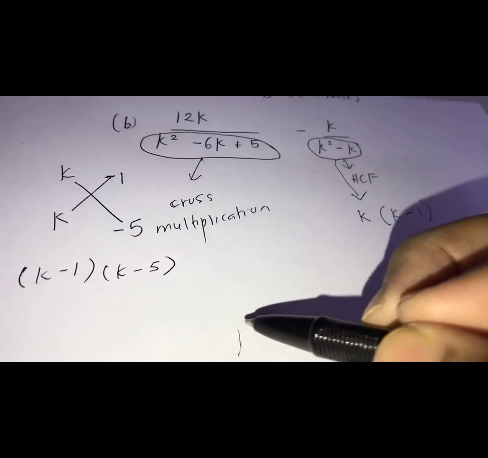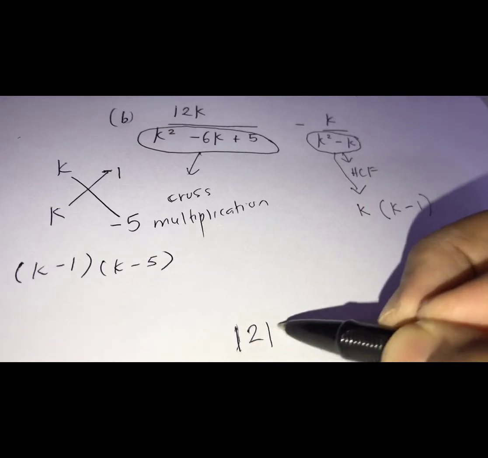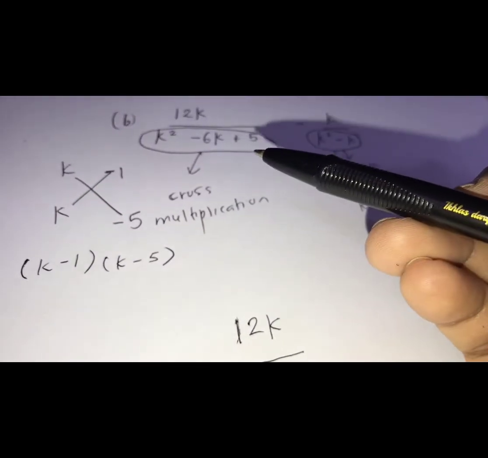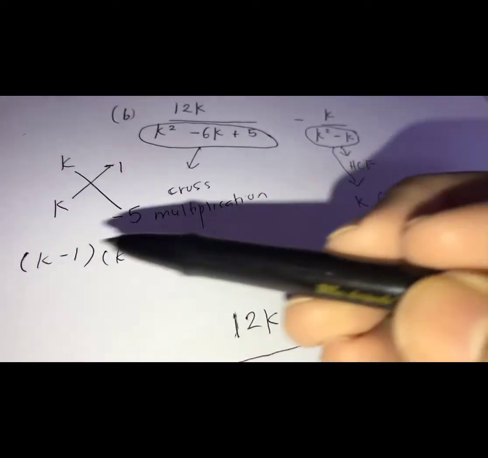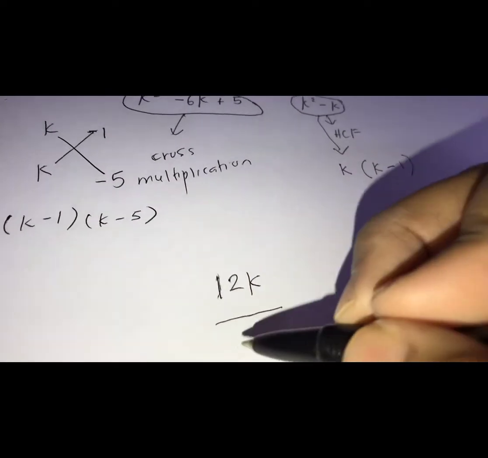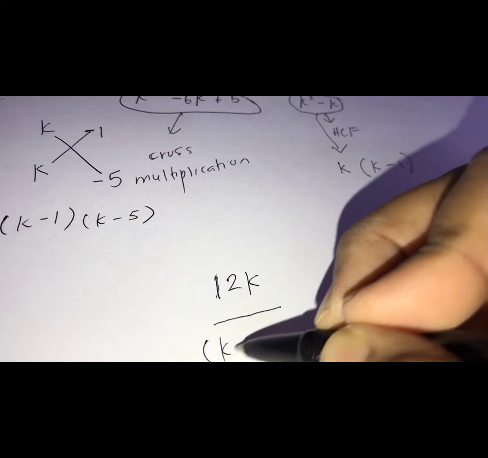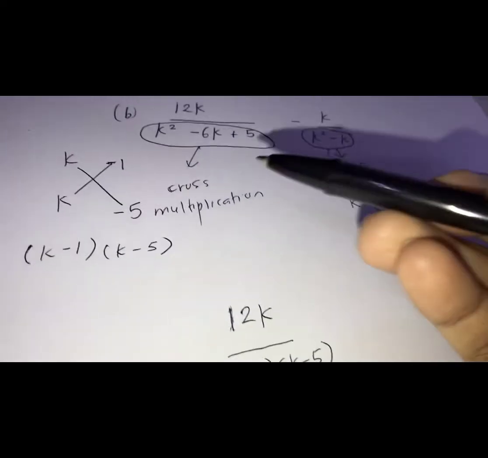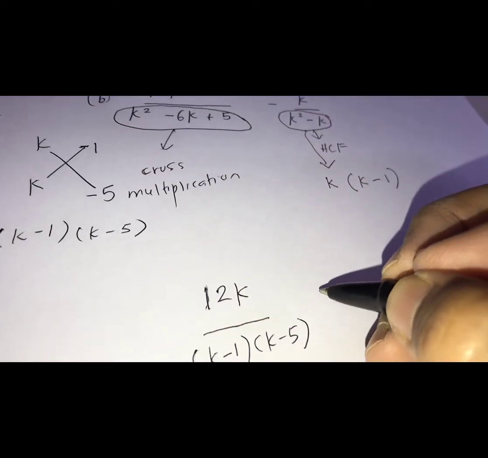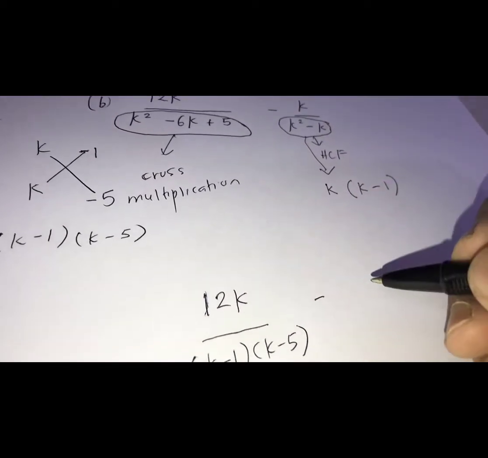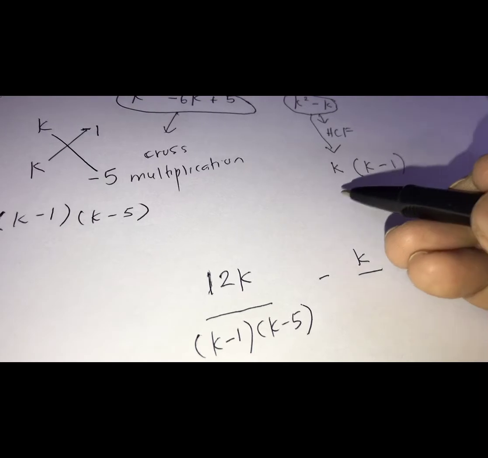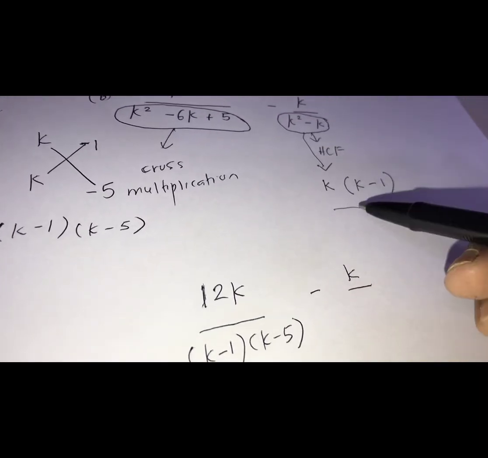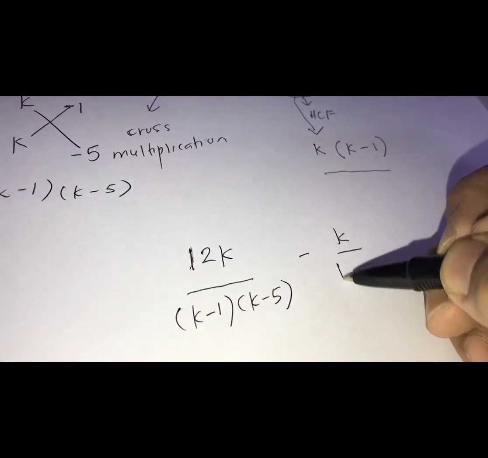Now how to simplify? Copy back 12k over k square minus 6k plus 5. You copy this after you factorize. You write here k minus 1, k minus 5. And then here copy minus, k over, copy this one. k square minus k equals k bracket k minus 1.